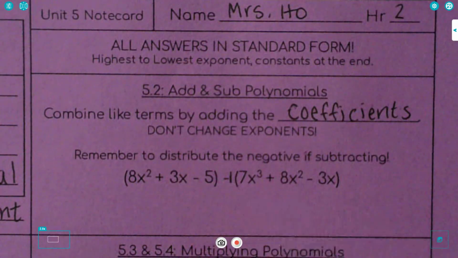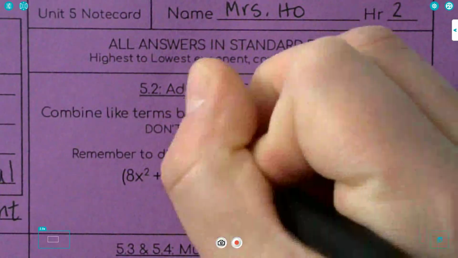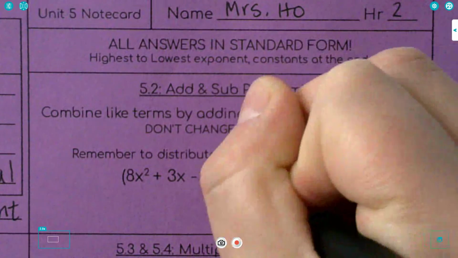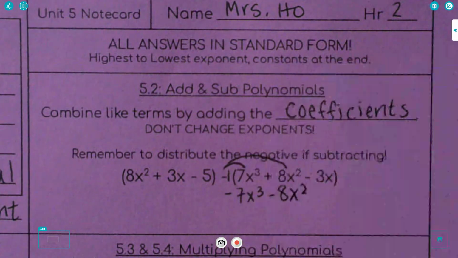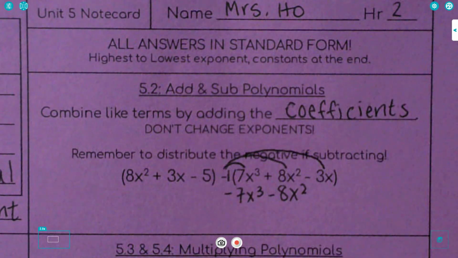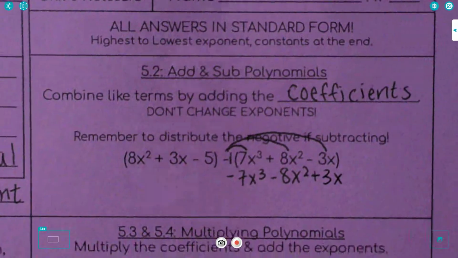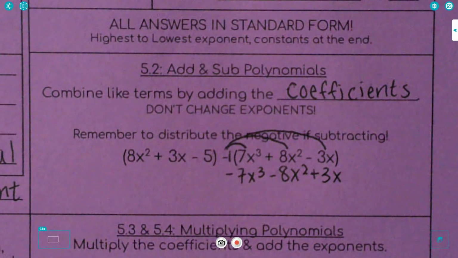So I'm going to put an imaginary -1 there, and I'm going to distribute that. -1 times 7x cubed is -7x cubed. -1 times 8x squared is -8x squared. And then -1 times -3x, negative times negative is positive 3x. Okay, any questions about that distributing?